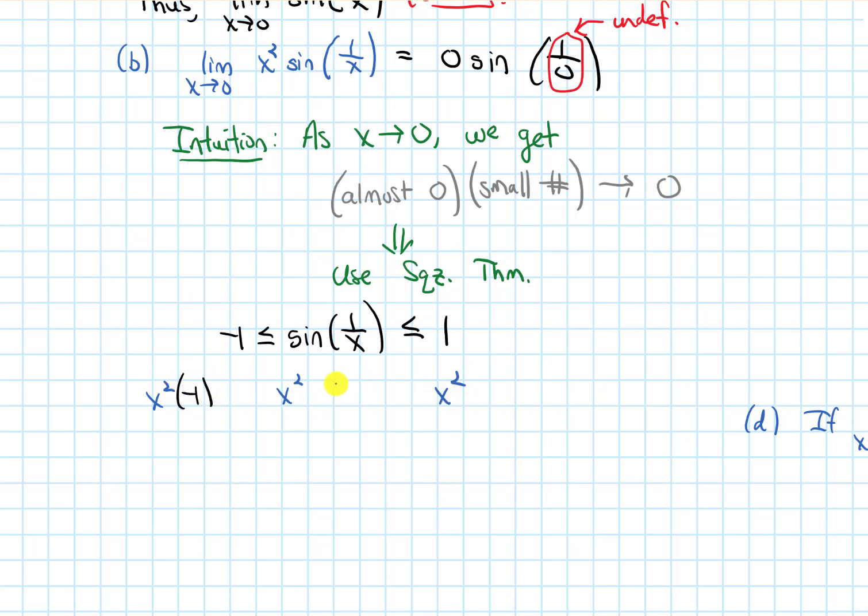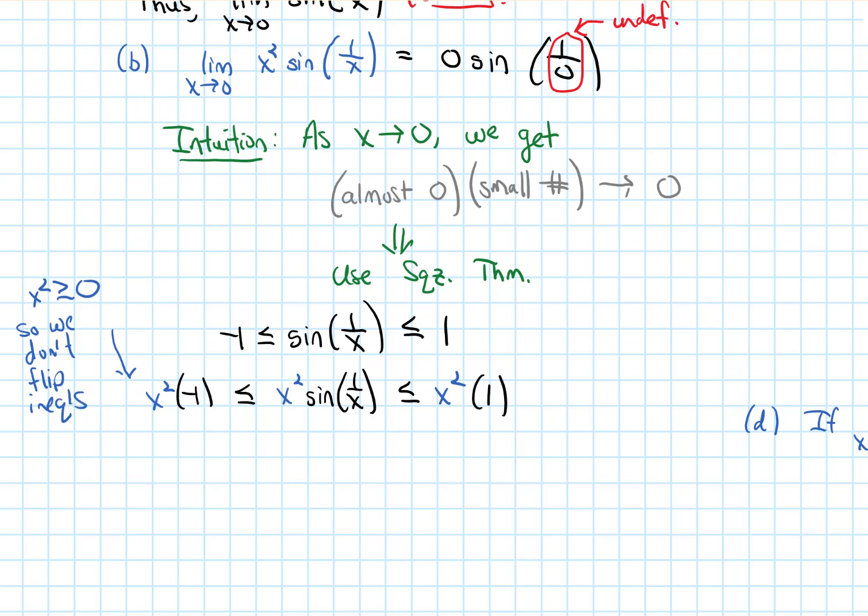x squared times -1, x squared times sine of 1 over x, x squared times the 1. And when I do that, the inequalities stay the same. I don't need to worry about flipping them because x squared is greater than or equal to 0. So we don't flip the inequalities.